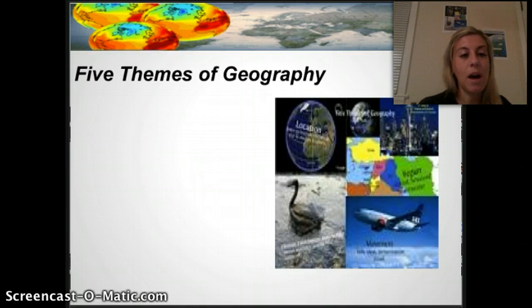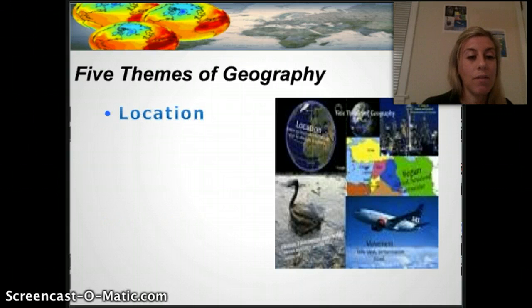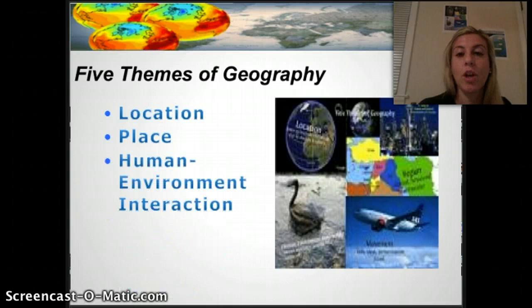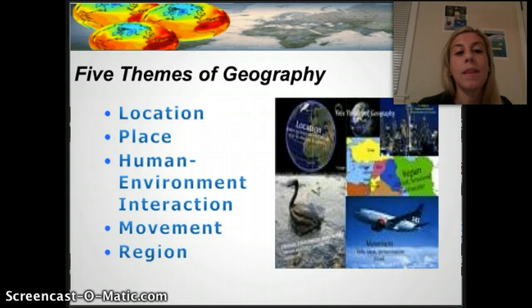All right, now, 5 themes of geography. Location, place, human-environment interaction, or HEI, we'll call it because it's such a long term, movement, and region. So, if you're thinking about how you should organize your notes, big hint. Right here on the screen are 5 very good main ideas.